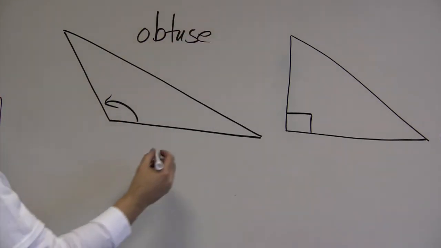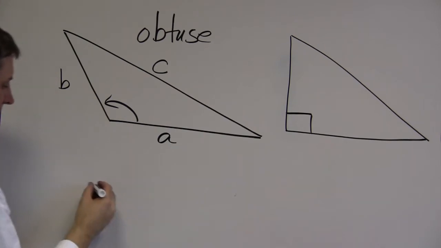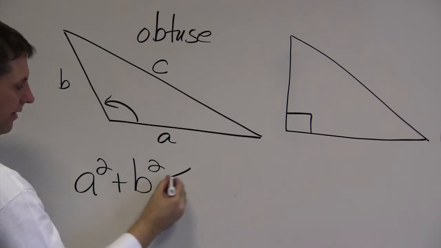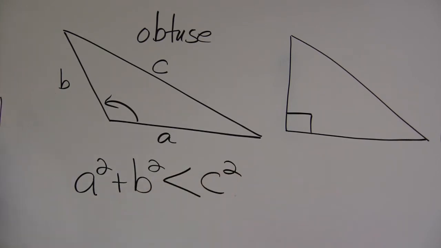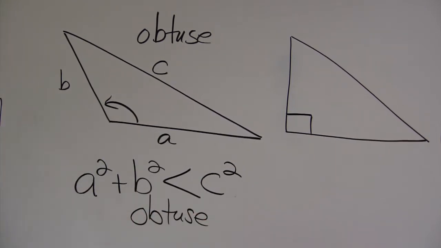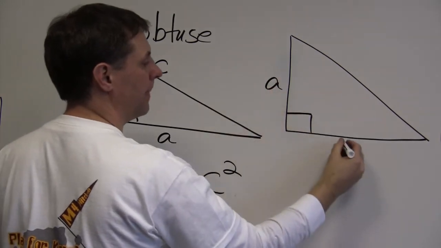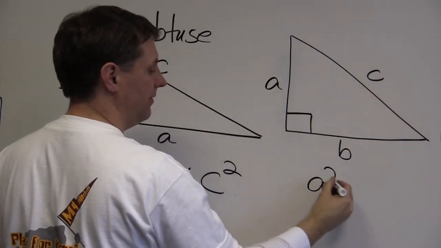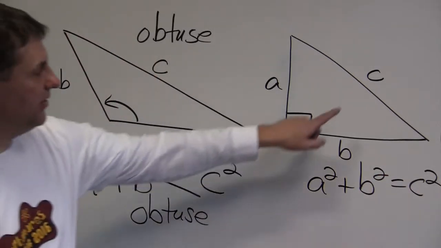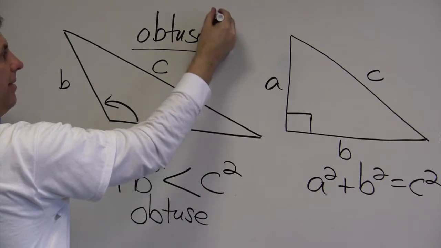Okay, so again, if this was A and this is B, and C got too big, in other words, if A squared plus B squared is smaller than the potential hypotenuse squared, then it has to be an obtuse triangle. Again, think of it in terms of the potential hypotenuse. If it is a right triangle, everything is good: A squared plus B squared would equal C squared. But if I extend C too much, it creates an obtuse angle, therefore an obtuse triangle.